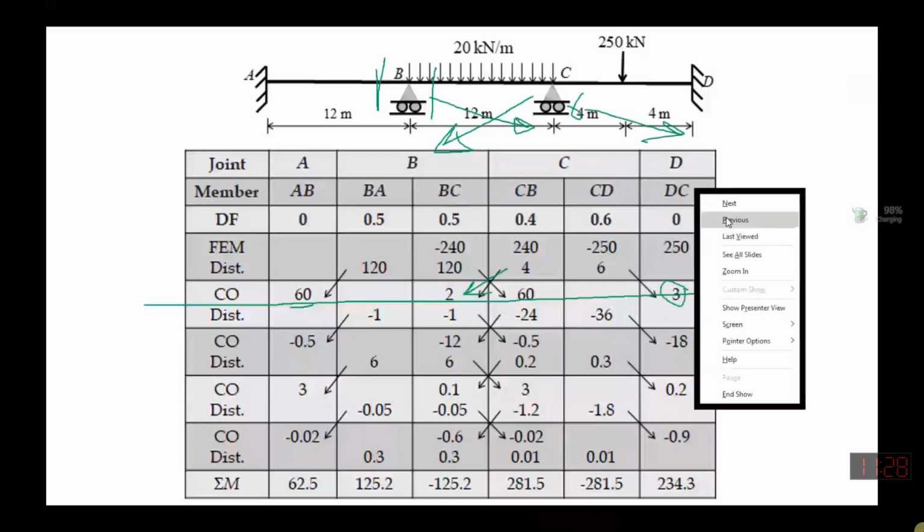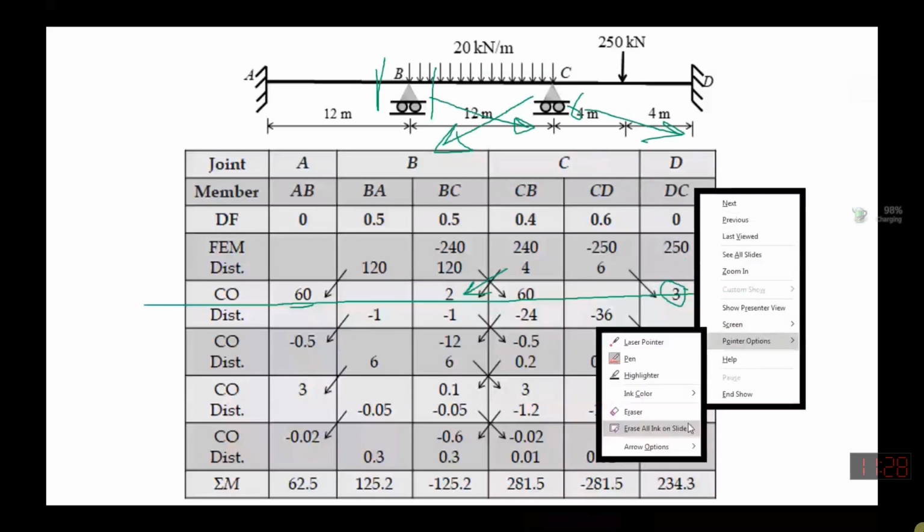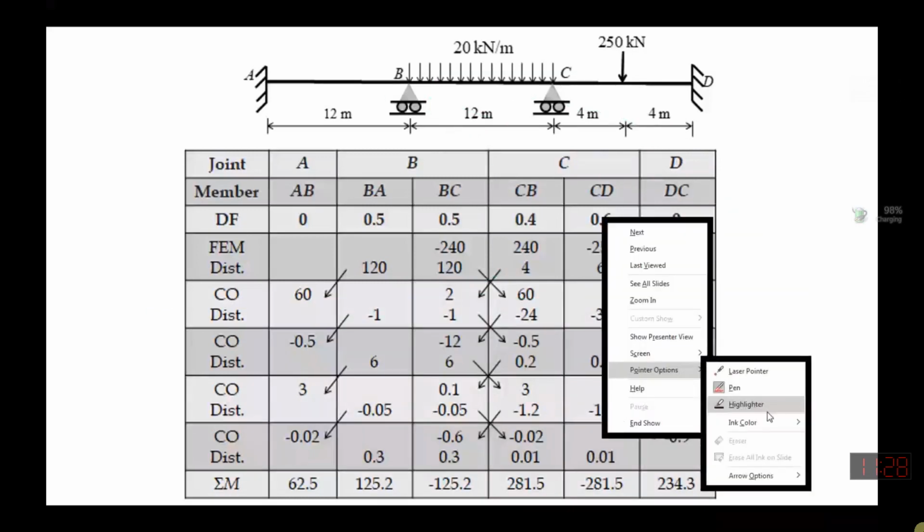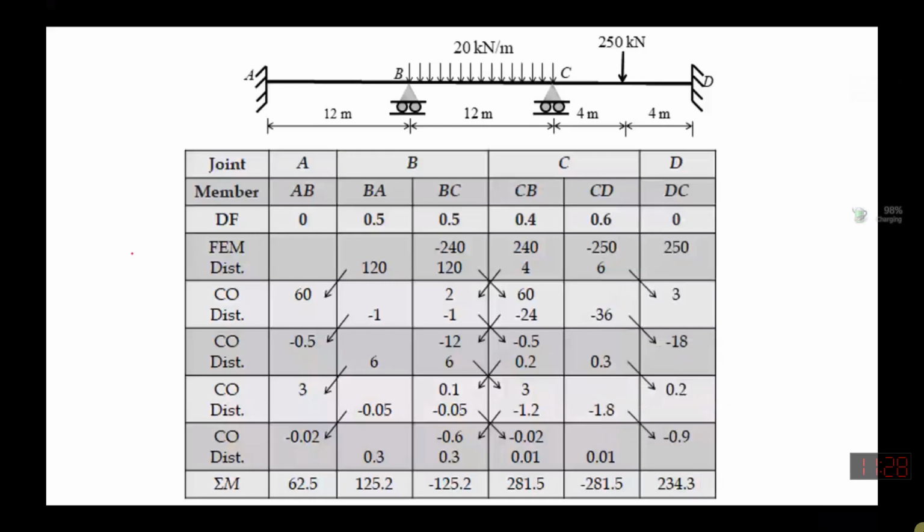Clear? Now it means first you will find out the unbalancing moment over here, you will counterbalance it, then you distribute and carry over. Then over here you will put again a line. Now again you find out what is the unbalancing moment at joint B. This is joint B now. What is the unbalancing moment at joint B now?